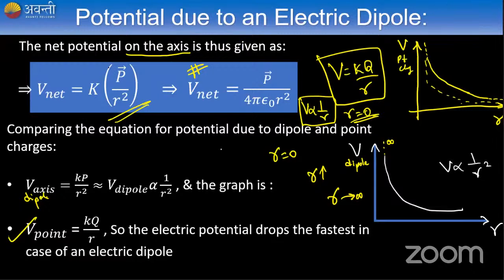Yes, guys, cool. In case of a dipole, it varies as 1 by r square. In case of a point charge, it varies as 1 by r. Correct, Amit? Cool. Next, guys.